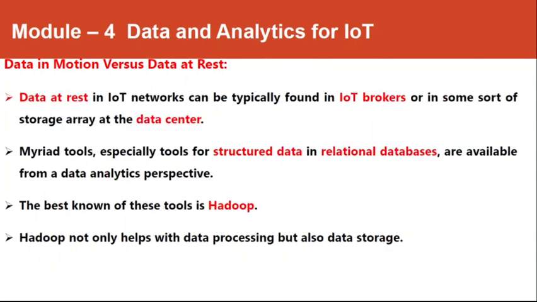Data at rest in IoT networks can typically be found in IoT brokers or in some sort of storage array at the data center. A myriad of tools, especially tools for unstructured data in relational databases, are available from a data analytics perspective. The best known tool is Hadoop. Hadoop not only helps with data processing but also with data storage.